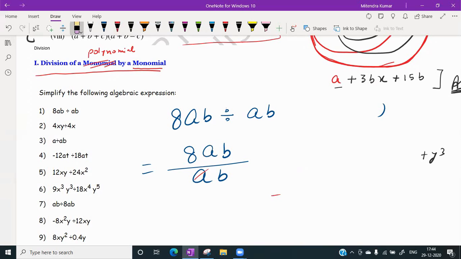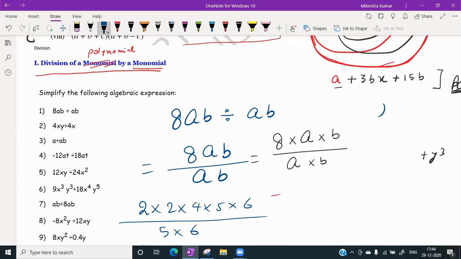Okay, let me explain this a little more. 8AB means what? Wherever 8AB is written, that means 8 into A into B. If AB is written, that means A into B. Like we do with numbers: if 2 into 2 into 4 into 5 into maybe 6 is written, and you have to divide by 5 into 6, then what will you do? You just cut this 5 with this 5, you get 1. If you divide this 6 with this 6, you get 1. Here same thing. If you divide this A with this A, you get 1. So the answer will be 8 only.